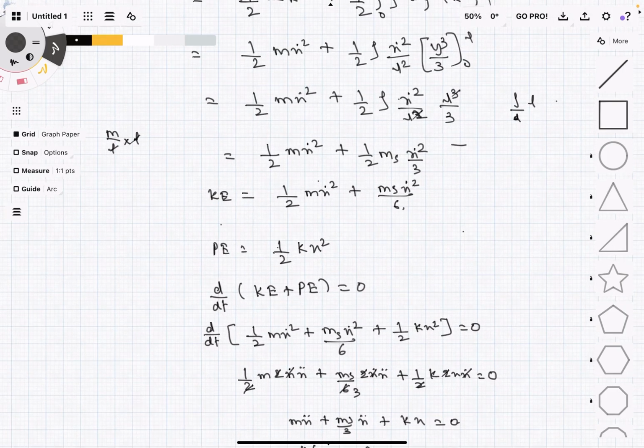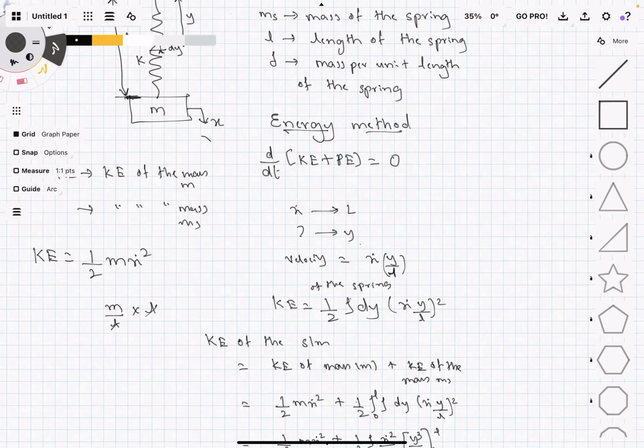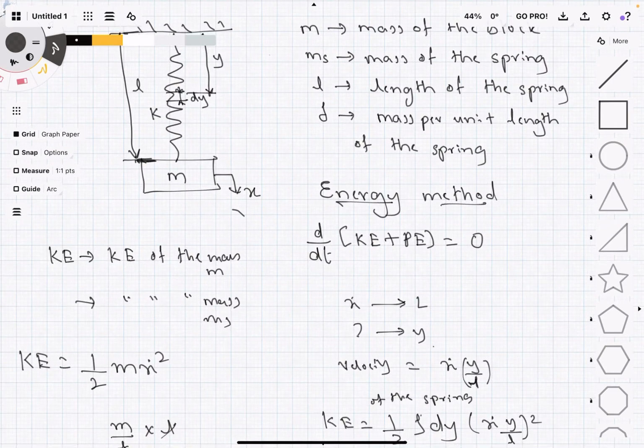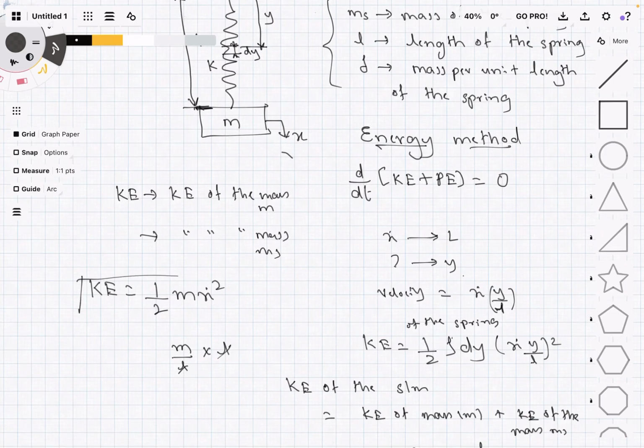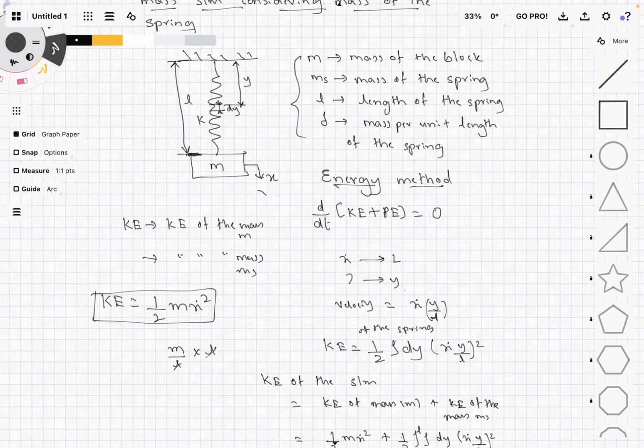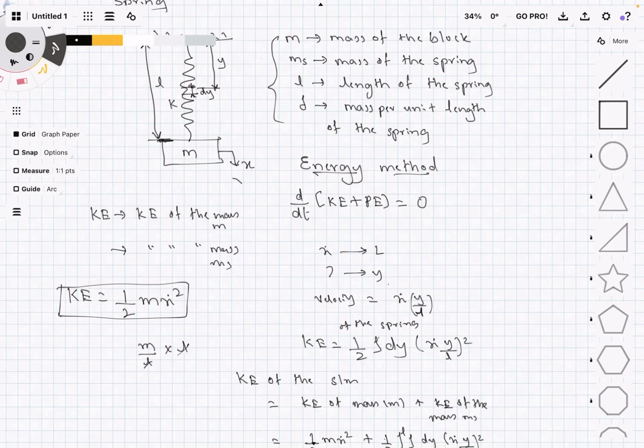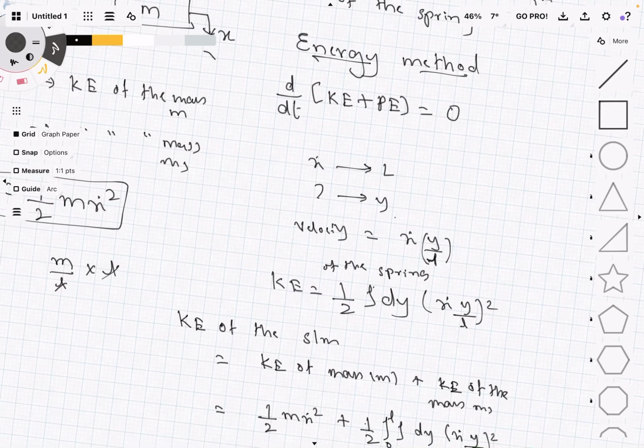Okay, so I'll just give the overview of this. We are interested in finding the natural frequency of the system by considering the mass of the spring. These are the nomenclatures which we have used. When we write the kinetic energy of the whole system, it consists of the kinetic energy of the mass of the block as well as the kinetic energy of the spring. The kinetic energy of the mass is quite easy, it is half m x dot square. But the kinetic energy of the spring has to be found out.